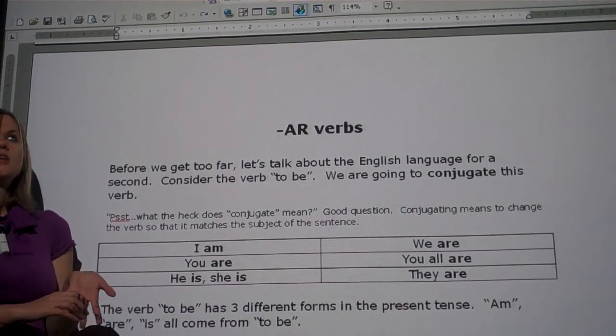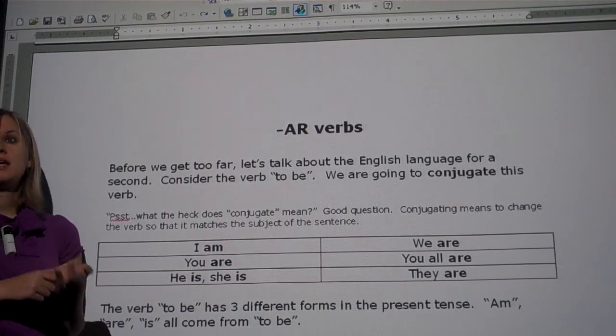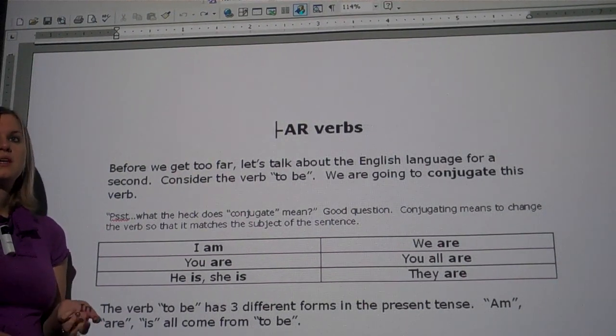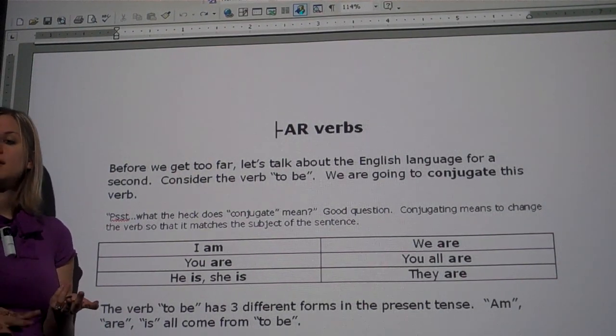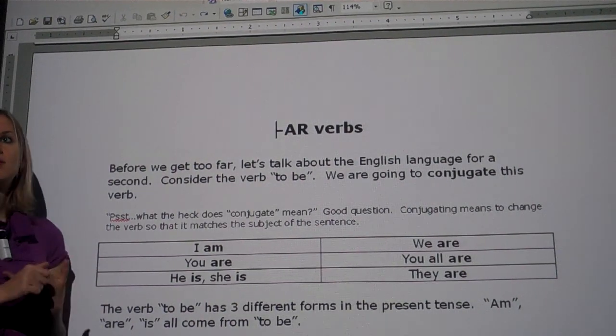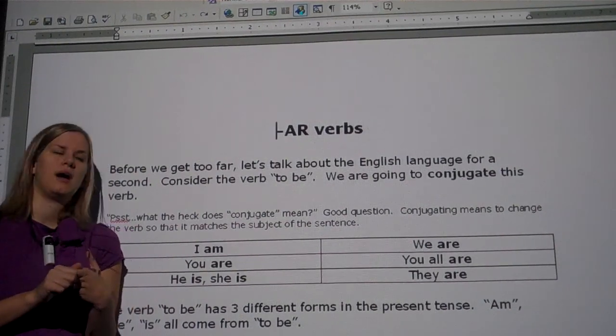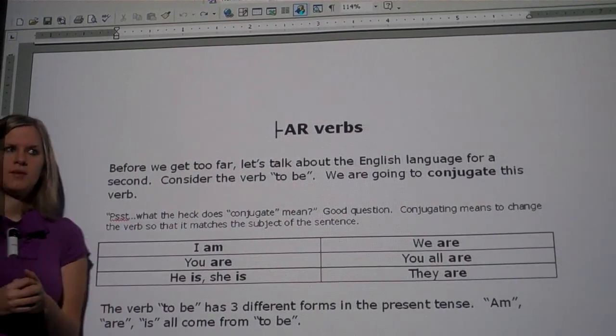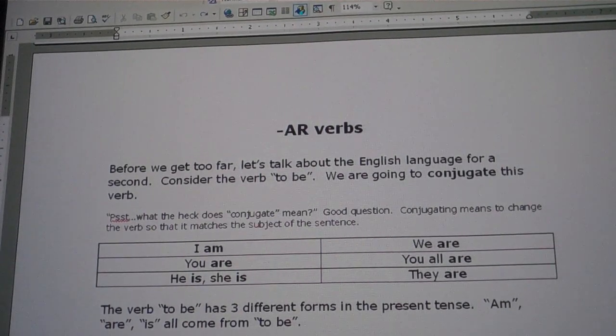Think about the verb to speak. In English, we say a couple different things. We say, I speak, you speak, but how do you say he? He speaks. You put an S on the end of it. So we have a couple different forms in English as well. Now in English, most of our verbs only have 2 forms. In Spanish, they have 6 forms. So, sorry, it's a little bit more complicated.